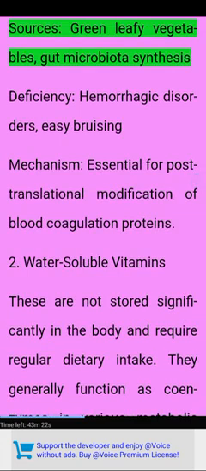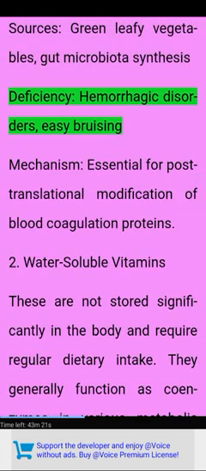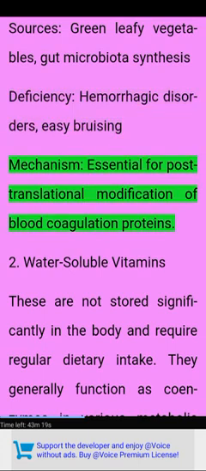Sources: green leafy vegetables, gut microbiota synthesis. Deficiency: hemorrhagic disorders, easy bruising. Mechanism: essential for post-translational modification of blood coagulation proteins.